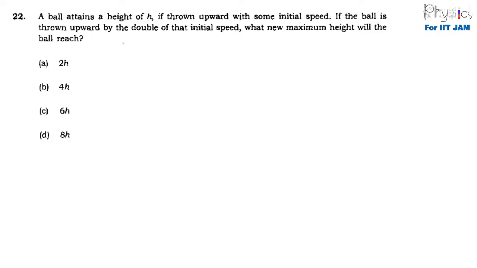Okay, a ball attains a height of h if thrown upward with some initial speed. If the ball is thrown upward with double that initial speed, what new maximum height will the ball reach? Option A 2h, option B 4h, option C 6h, option D 8h. So tell me which is the correct option for this question.